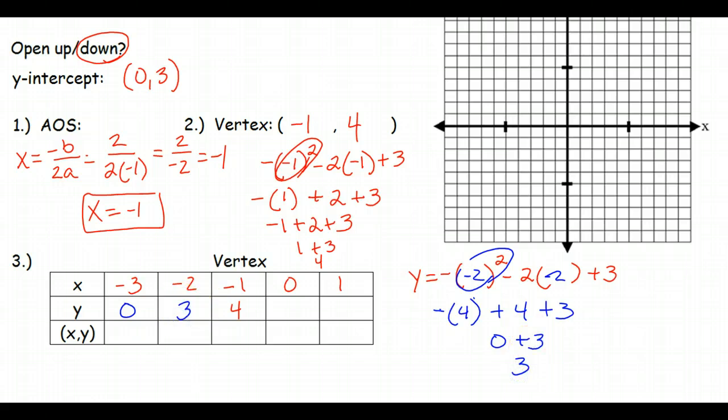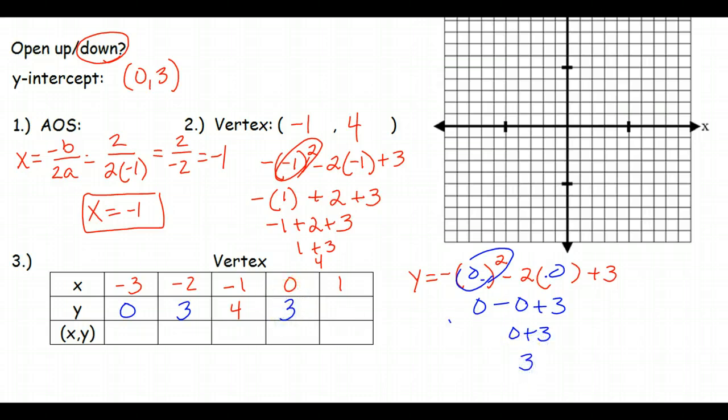Now we're going to go ahead and plug in 0. So again, I'm just going to erase what we've done so that I don't have to move our screen. Alright, and we're going to plug in 0. So 0 squared is 0. 2 times 0 is 0 plus 3. We get 0 plus 3, which is 3.